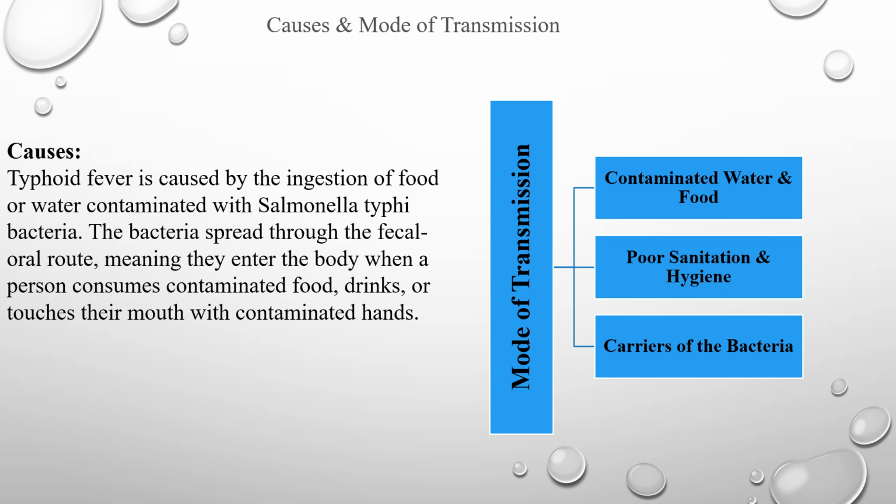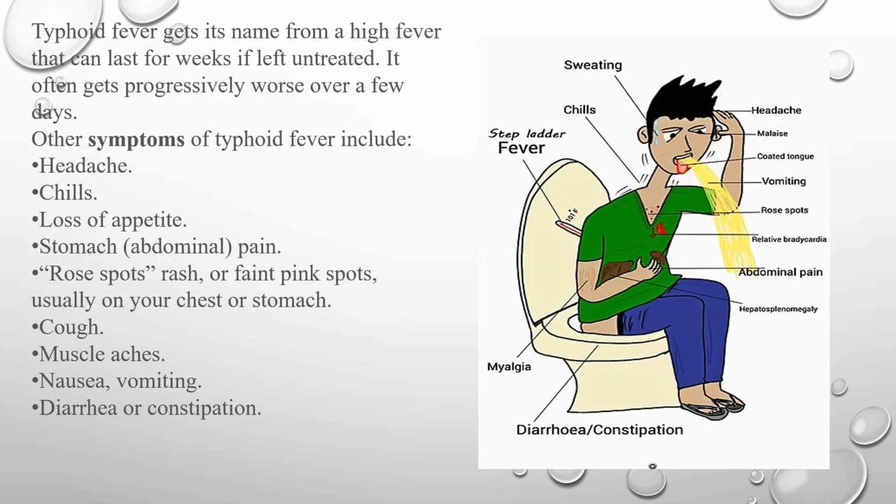In contaminated water and food, drinking or eating food washed in contaminated water can be a mode of transmission. Contact with infected feces due to inadequate hand washing is another. Some people recover from typhoid but continue to carry and spread the bacteria without showing any symptoms. This is called a carrier of bacteria. After a period of disease, the infection can be passed from person to person. So these are the two things, causes and modes of transmission.